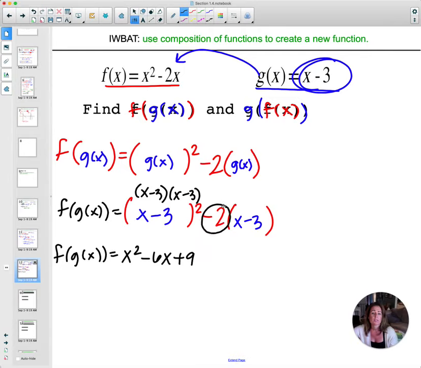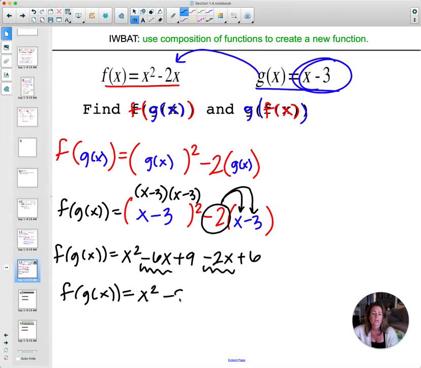Then we need to distribute this negative 2. So we'll get minus 2x plus 6. Okay, then go ahead and simplify. Find any like terms. You've got that negative 6x and the negative 2x. So you have x squared minus 8x, and then you've got the plus 9 and the plus 6 for plus 15. So that is finding f of g of x. So taking g and plugging it into f.